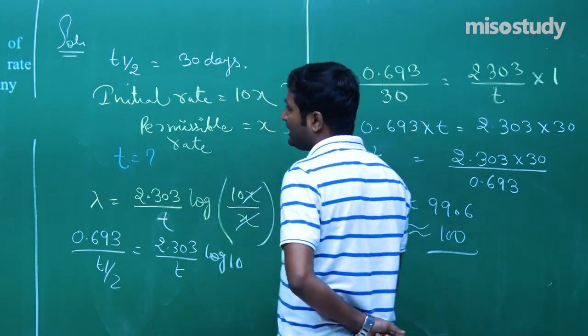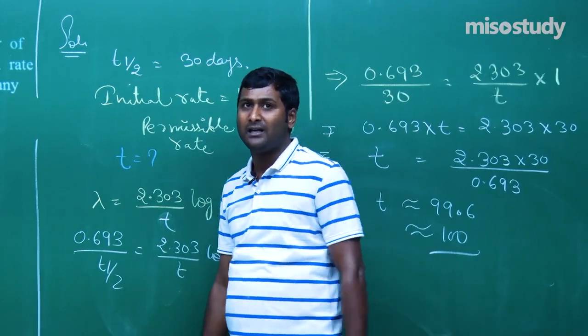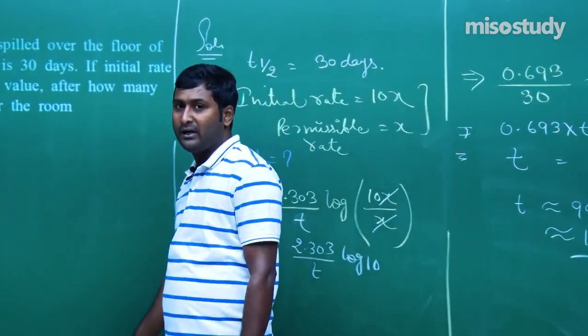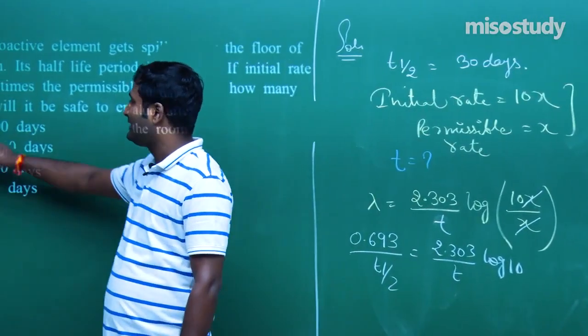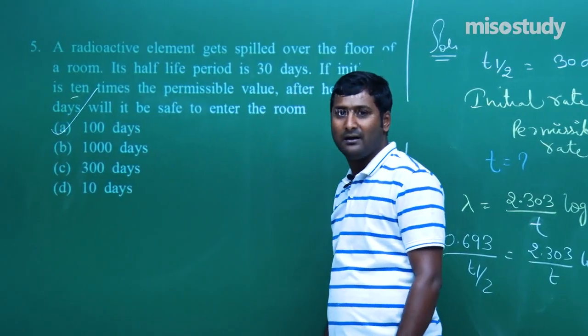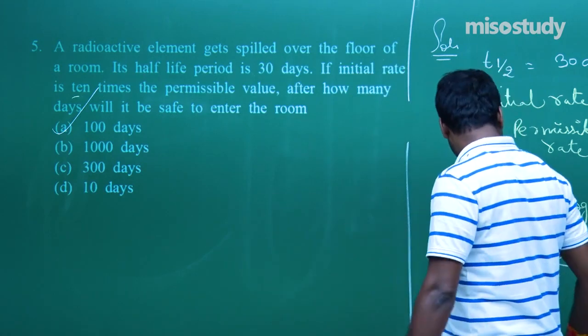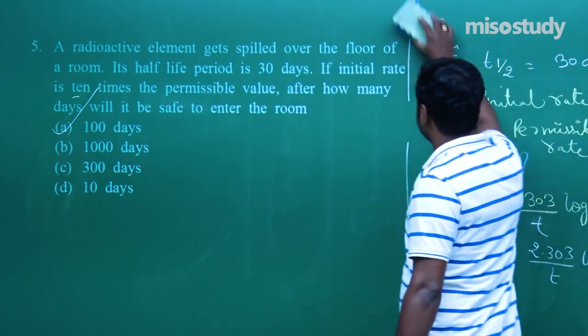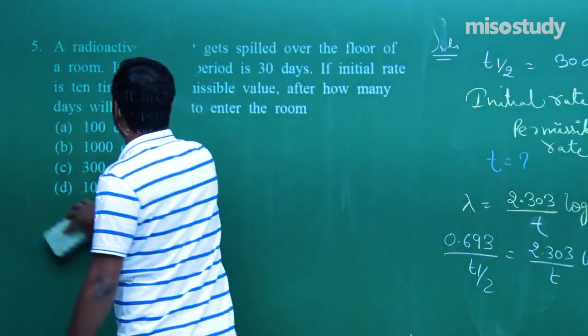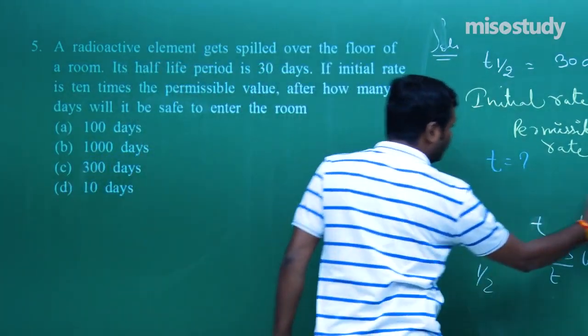So the time T is, my friend, 100 days. The answer is A, that is 100 days. Am I right? This is the answer. For question number 5, we can say A is the correct option. Now I'm going to rub this part and we'll discuss the next question. Wait for a moment.